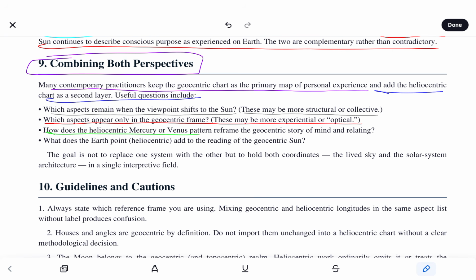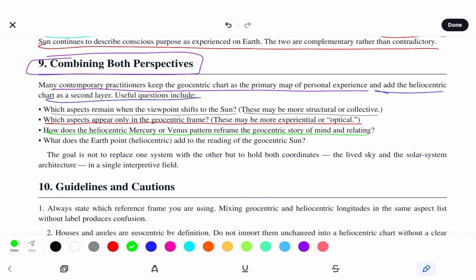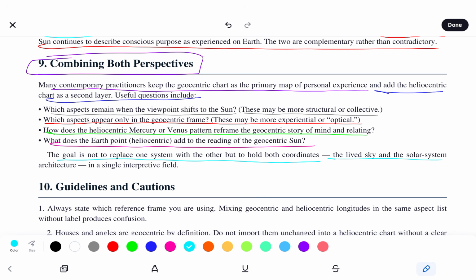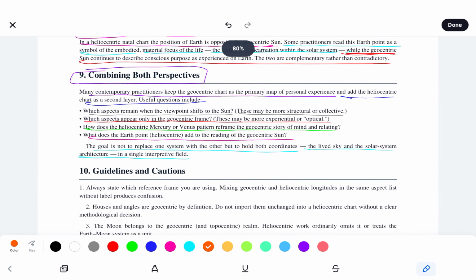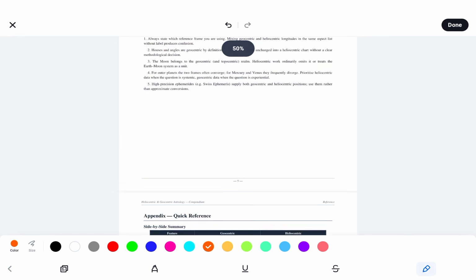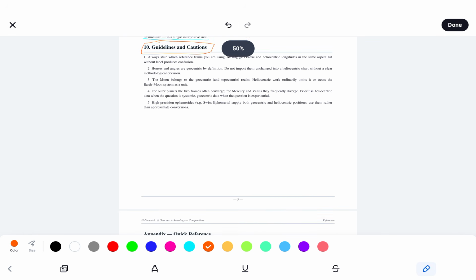How does the Helio-Mercury-Venus pattern reframe the geo-story of mind and relating? What does the Earth point helio add to the reading of the geo-sun? The goal is not to replace one system with the other, but to hold both coordinates, the lived sky and the solar system architecture, in a single interpretive field. So, guidelines and cautions. And then we're going to look at that appendix.